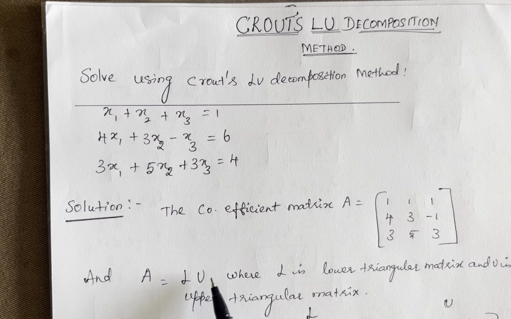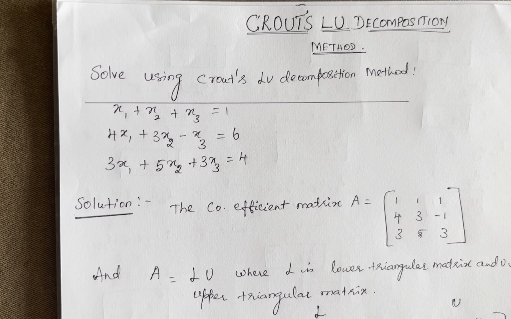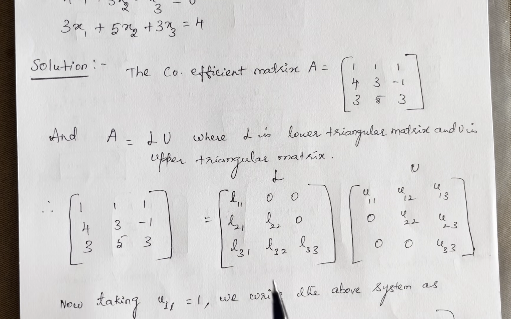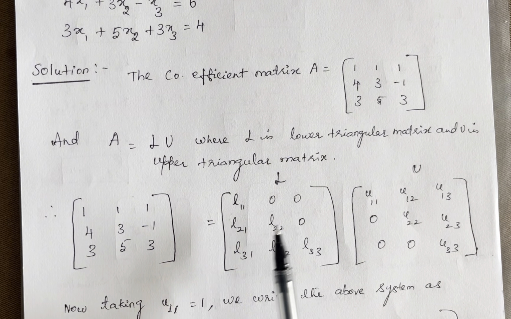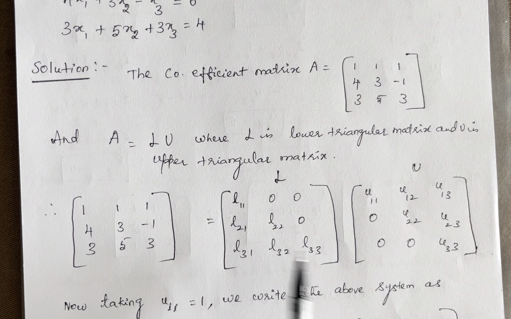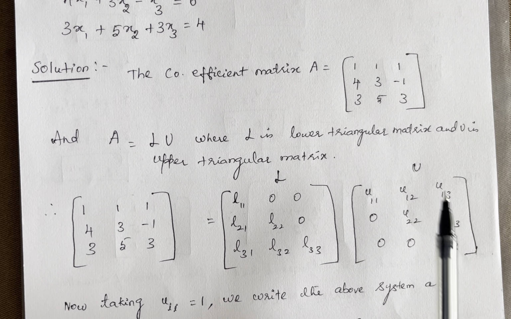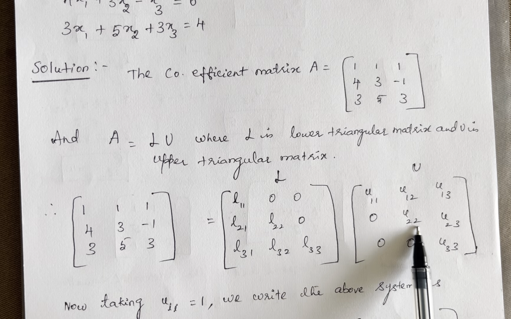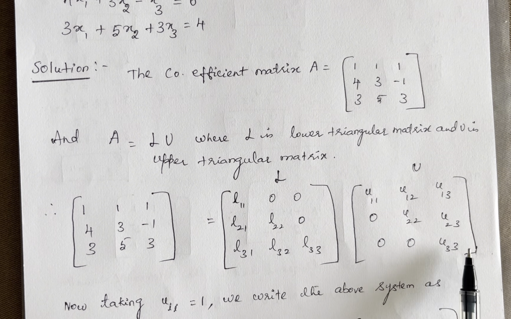Here L stands for the lower triangular matrix and U is for the upper triangular matrix. L is going to be in this form: L11, 0, 0, L21, L22, 0, L31, L32, L33. That is, all the diagonal elements in the lower triangular matrix will have values. And the upper triangular matrix is U11, U12, U13, 0, U22, U23, 0, 0, U33.